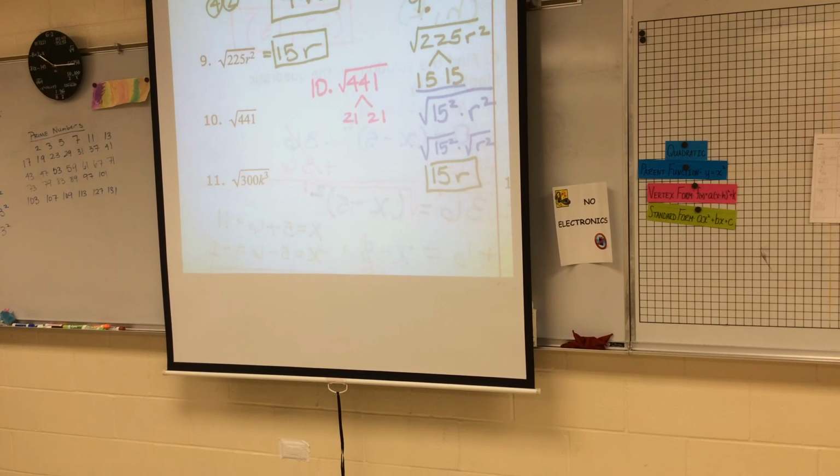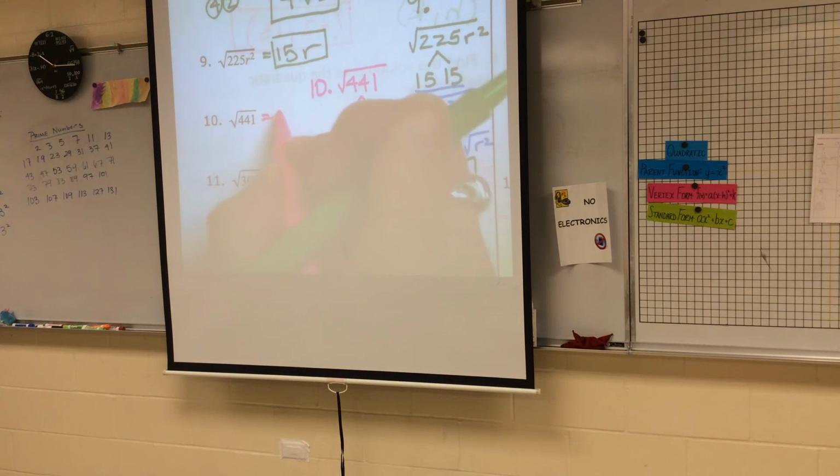We don't. Because what do we know about 21 and 21? If we've got two 21s, it's a pair. Very good teamwork. So I've got the square root of 21 times 21. So that's the square root of 21 squared. So that is 21 because the square root squared cancels and we're left with 21.